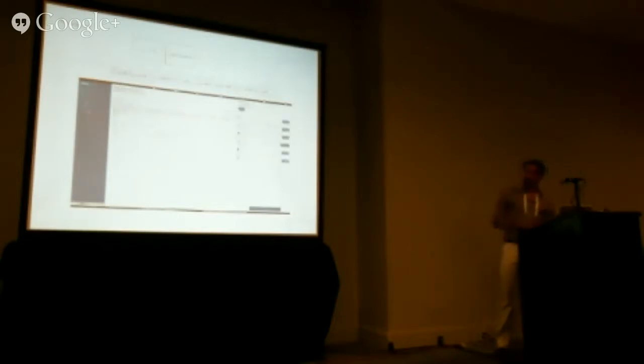So this is another little video of what the UI looks like for that. And that's just going through each of the phases in that assignment.